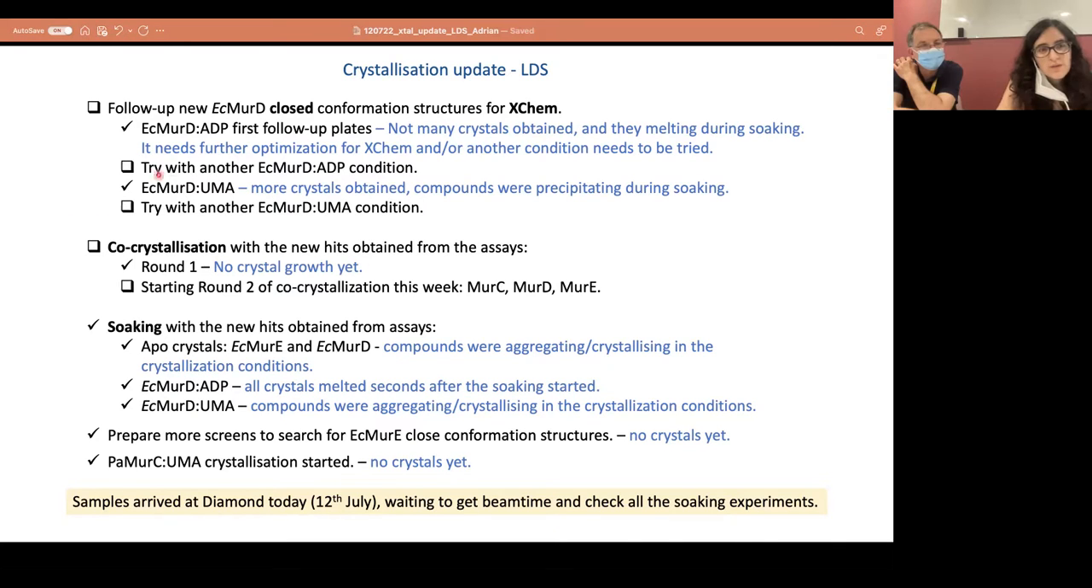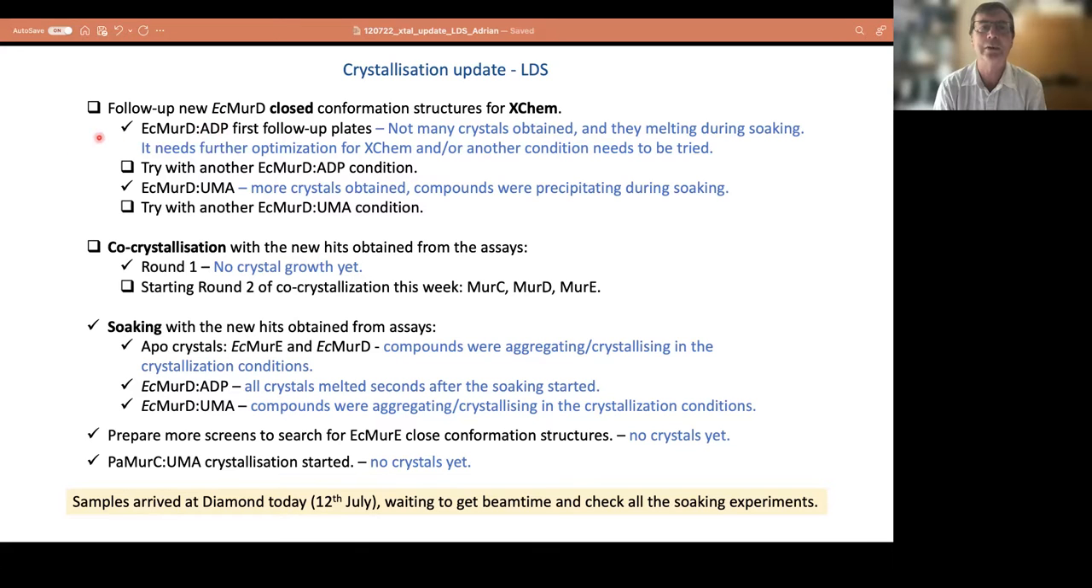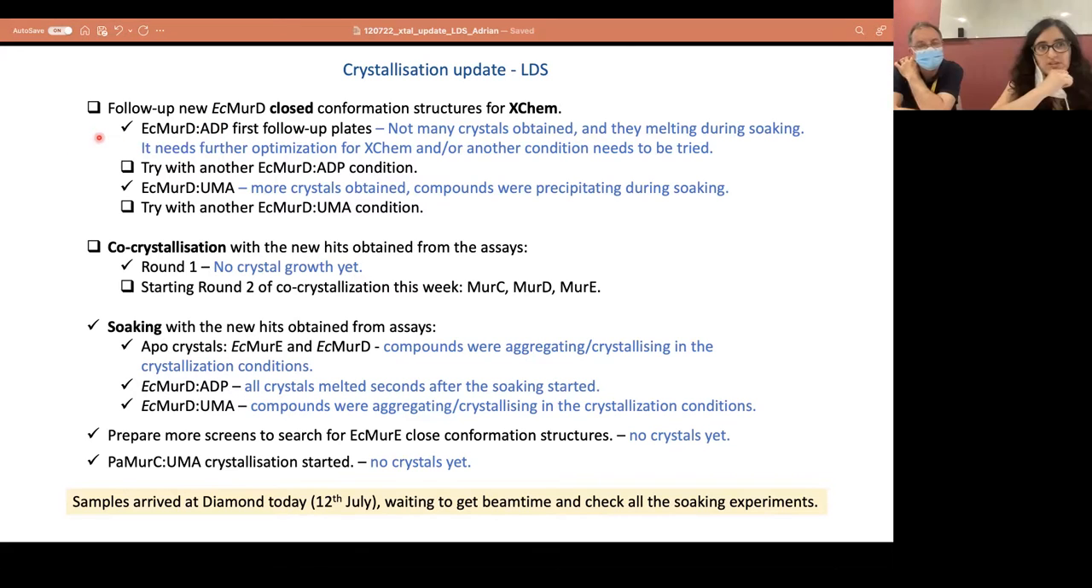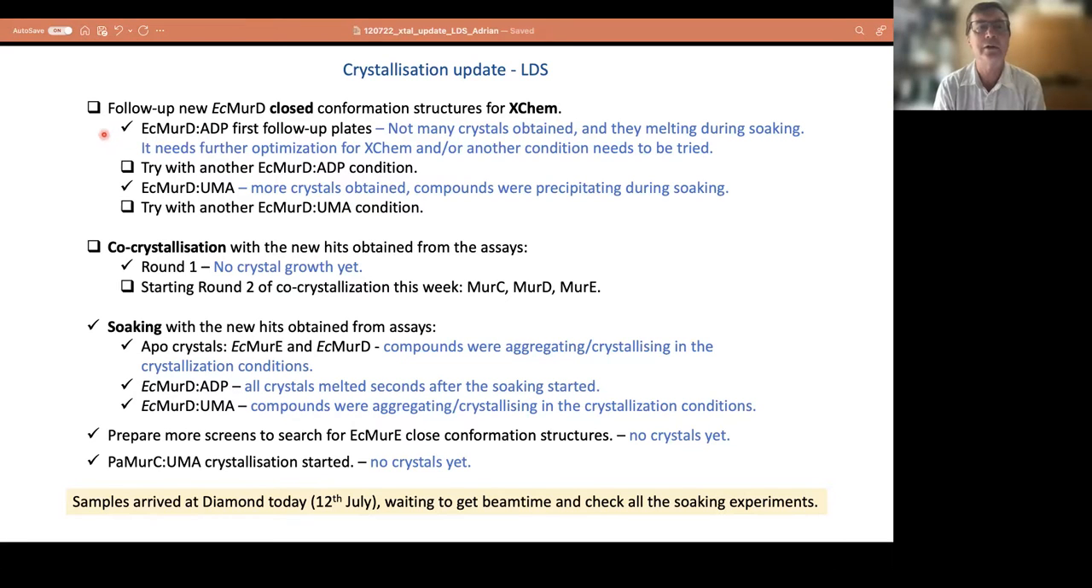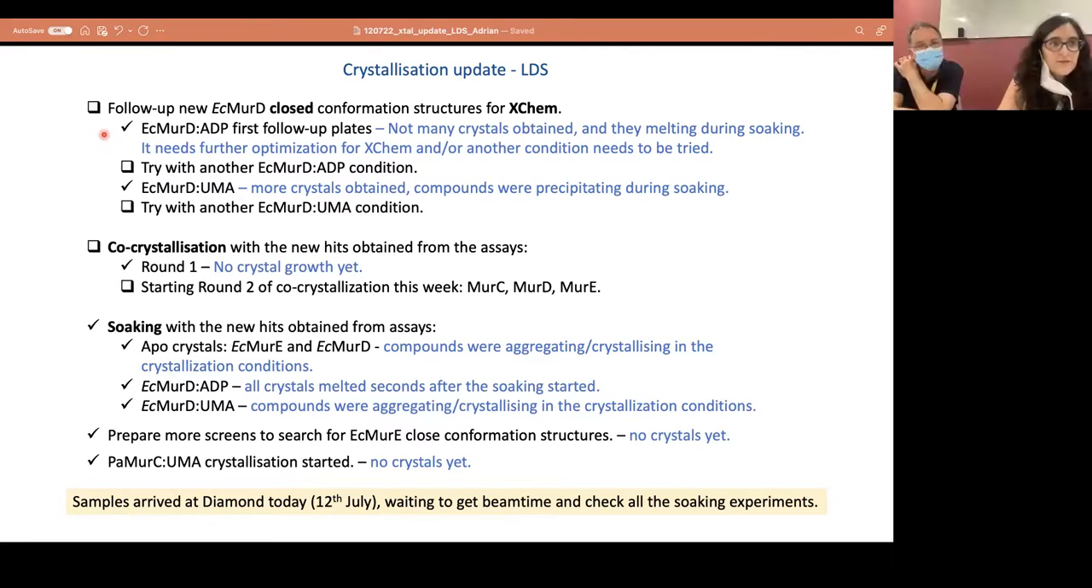That's what I was trying with the ADP, because they're ADP competitive. It's already in there. It's supposed to be already in there, so that's what I was trying to avoid. Understood. But if these crystals are very sensitive to any changes, then they will dissolve. So that's why I want to try another condition and see how that works.